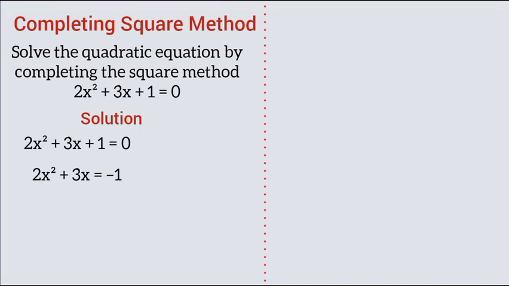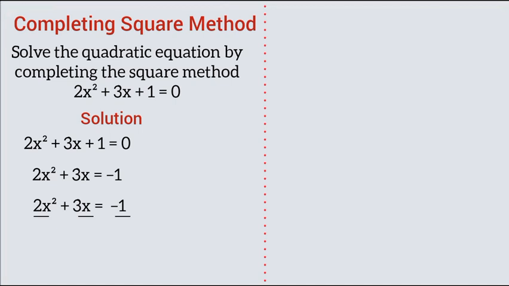Next, we will reduce the coefficient of x squared to 1. That is the number multiplying x squared, and that number is 2. How do we reduce this coefficient to 1? We are going to divide each term by the coefficient of that x squared. And the coefficient is 2, so we are using 2 to divide each term.